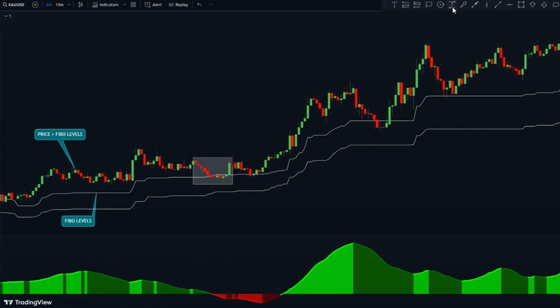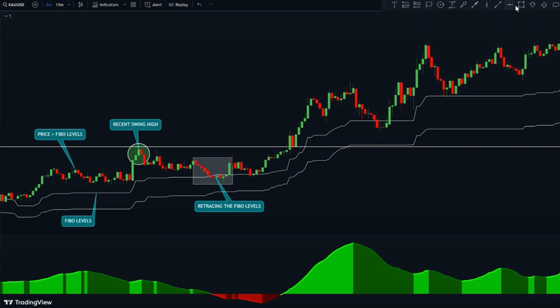What we're looking for next is a retracement, where the price pulls back to the Fibonacci levels. Once that happens, we need to identify the recent swing high. That's the highest point the price reached before pulling back. Now, if the price breaks above the recent swing high, it indicates that the market has the strength to continue going up.